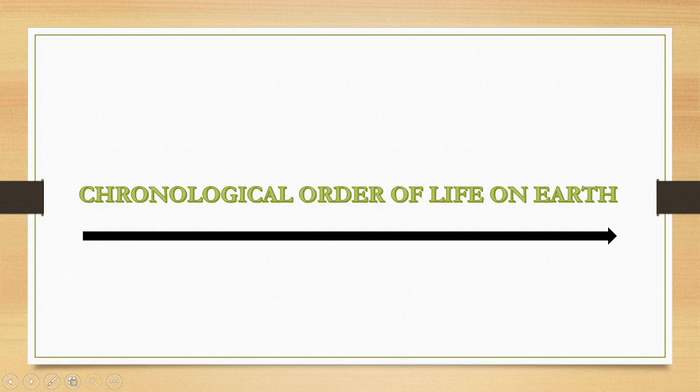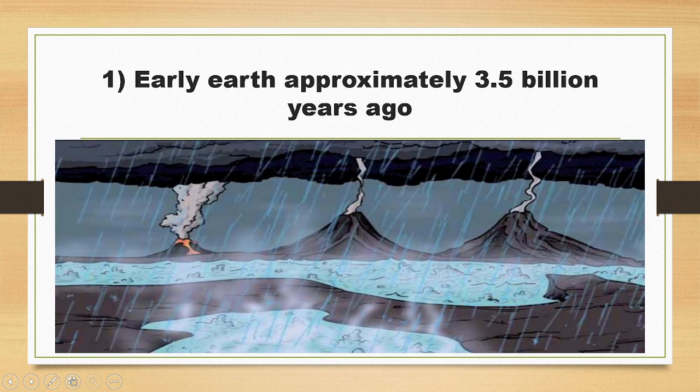Now, moving to the chronological order of life on Earth. Let's see. This is something interesting, right? We can see the early Earth approximately 3.5 billion years ago. So the early atmosphere conditions are seen in the picture. So the first in the chronological order, we can see that the early Earth formed approximately 3.5 billion years ago.